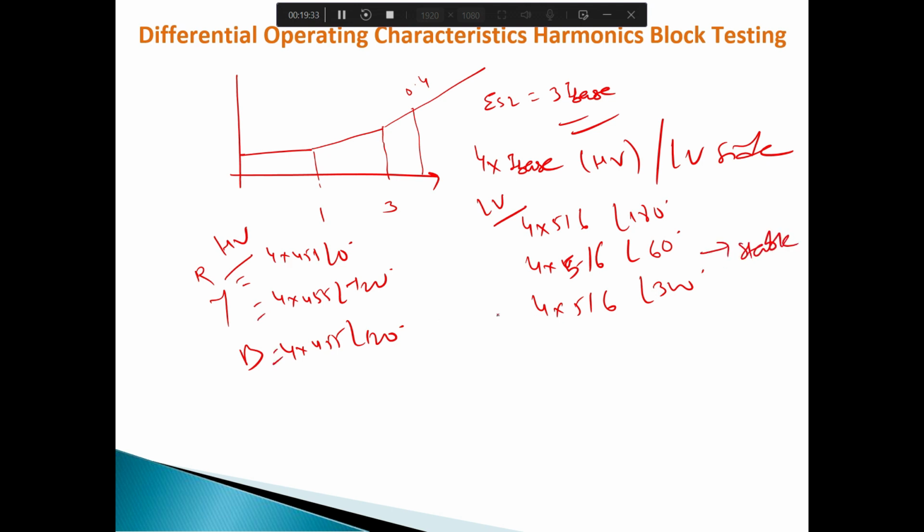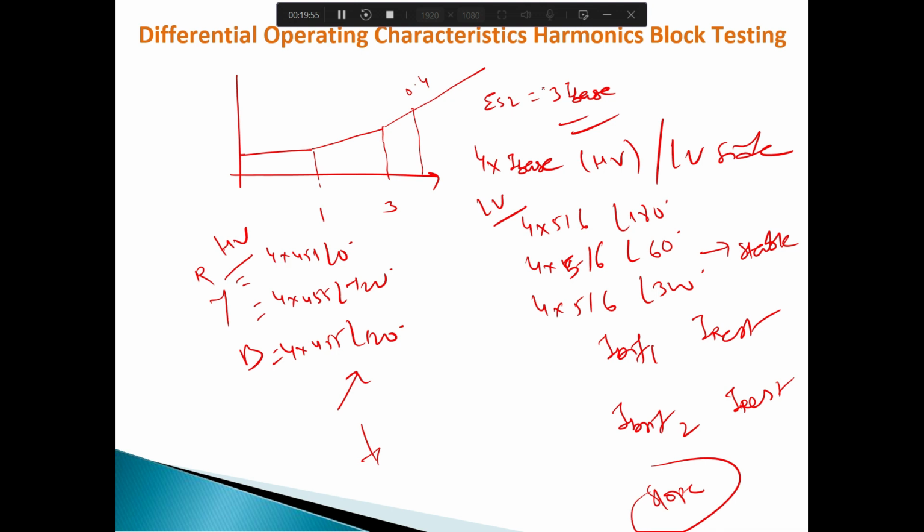And now increase the current of any one side. When the relay issues a trip command, note down the I differential and I restraining. Similarly, reduce the current of any one side, and when the relay issues a trip command, note down the I differential and I restraining. With the difference of I differential 2 minus I differential 1 divided by I restraining 2 minus I restraining 1, we will get the slope.